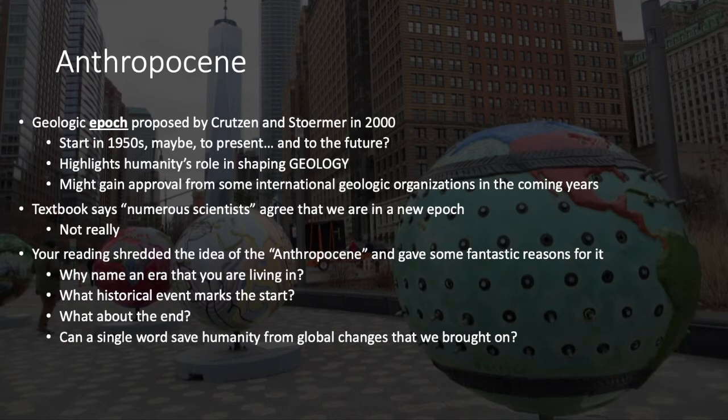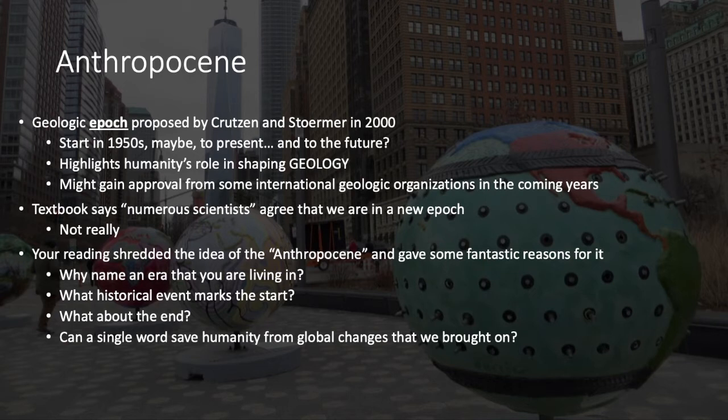Some of the questions that were raised in that reading: why name an era that you are living in? What historical event marks the start of the era? Do you start it when the first atomic weapon was dropped? Do you start it when the Industrial Revolution began? Or do you start it when humans started banding together and creating civilizations? Also, when does the Anthropocene end? Humans, as long as we can, are probably going to be making an impact on the Earth's surface. Even if it's just walking gently on the Earth's surface, we're going to have some impact. And can a single word save humanity from global changes that we brought on?